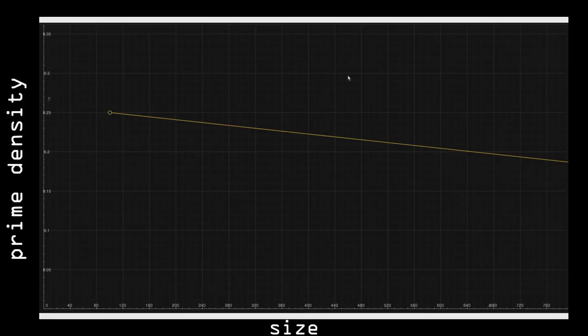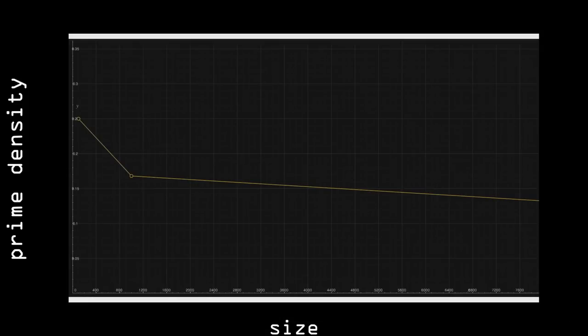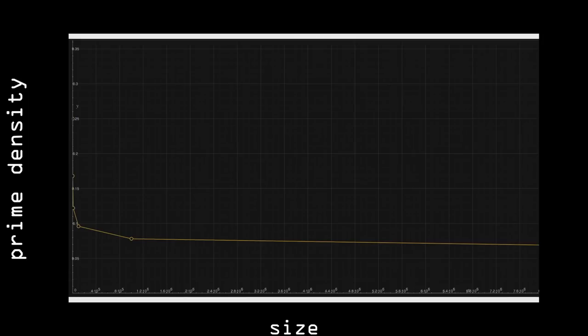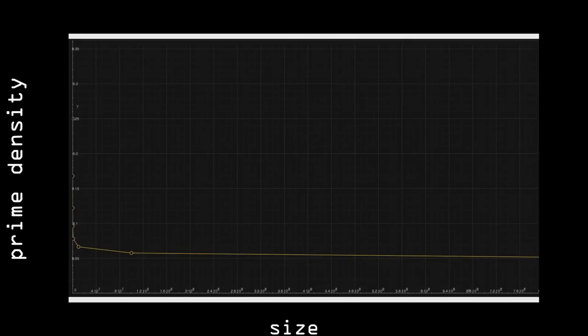As we search further, this density continues to drop, though the speed at which it drops slows down. Here is a graph of the search size on the horizontal axis and the prime density on the vertical. Notice that as we zoom out, the primes are a vanishing proportion of all integers.